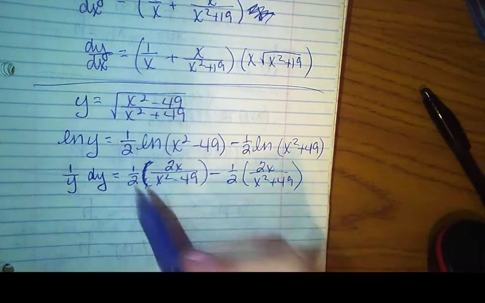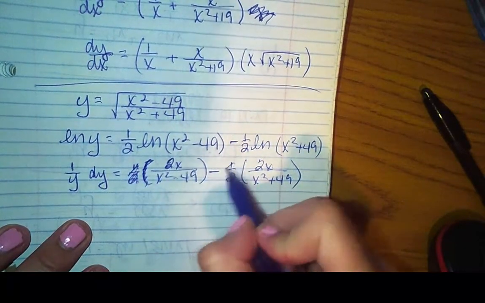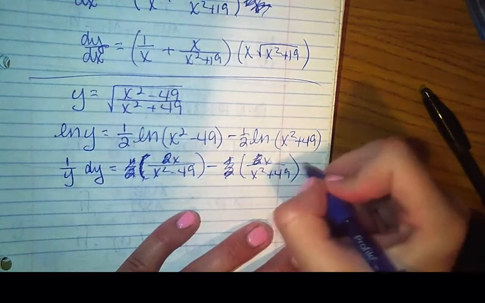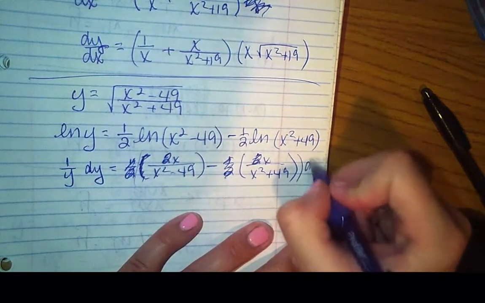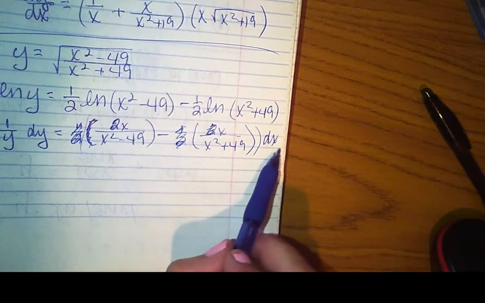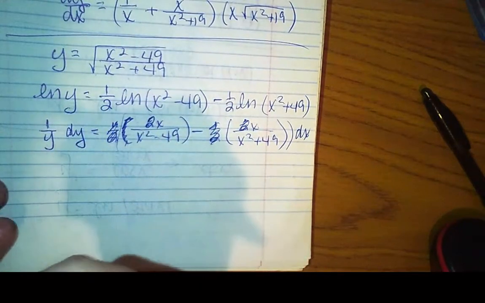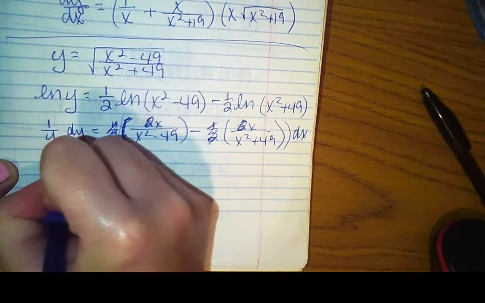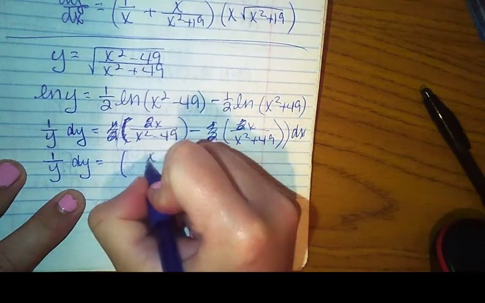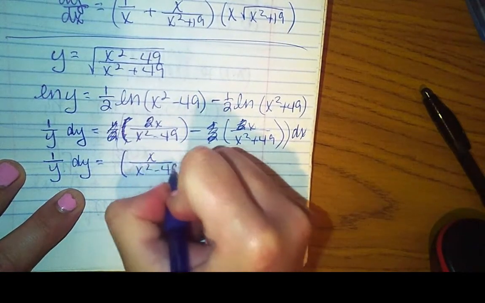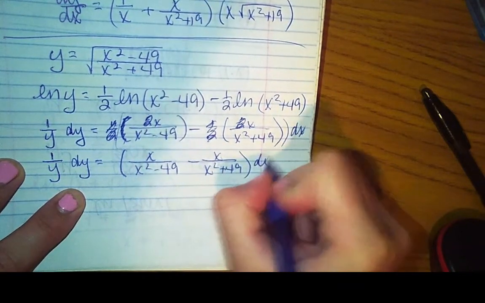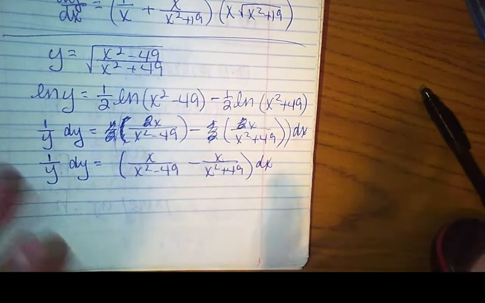So why did I change my mind in the middle? Because this 1/2 and this 2 and this 1/2 and this 2 all reduce out, okay? And you took the derivative of x, so all of this side has a dx on it. So this term would have a dx, this term would have a dx. I just factored it out at the end. So cleaning this thing up, I've got a 1 over y dy equals, and then I have x over x squared minus 49 minus x over x squared plus 49 dx. Okay, so I just rewrote, just to make it a little bit cleaner.